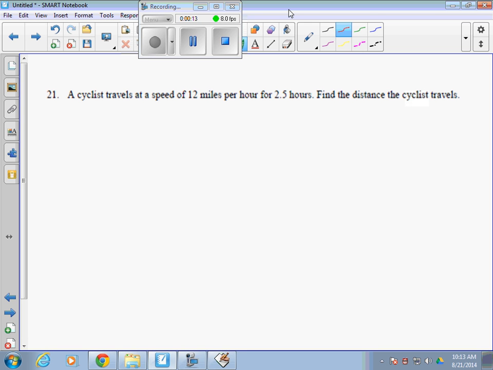It says a cyclist travels at a speed of 12 miles per hour for 2.5 hours. Find the distance. So we have 12 miles per hour, that's our rate. It says for 2.5 hours, that's our time. Find the distance, so we're looking for D. Again, I'll have the formulas for you guys on tomorrow's test. D equals rate times time.